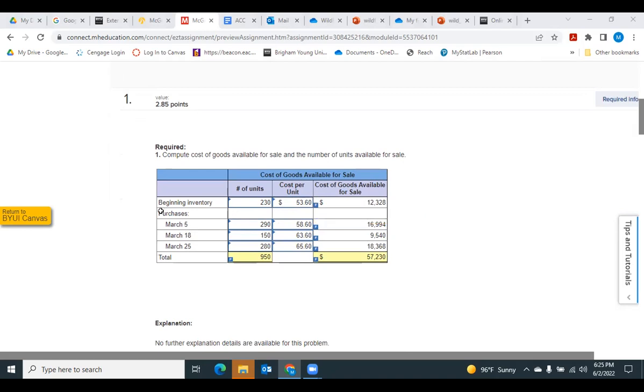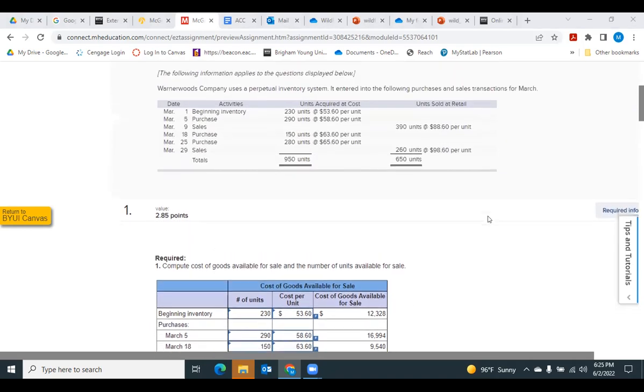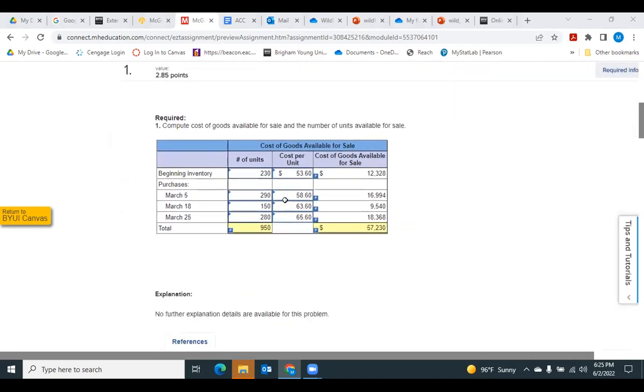230 times 5360 is 12,328. Then they want us to list our purchases. And so again, we purchased 290 at 5860. We multiply them to get 16,994. We purchase 150 at 6360, et cetera. And then we just add them up. So for that first one, they just want us to end up with what was the total cost of these goods and how many units there are.